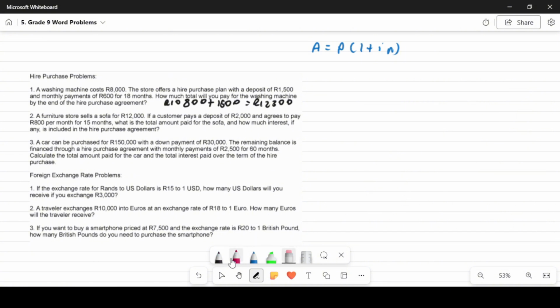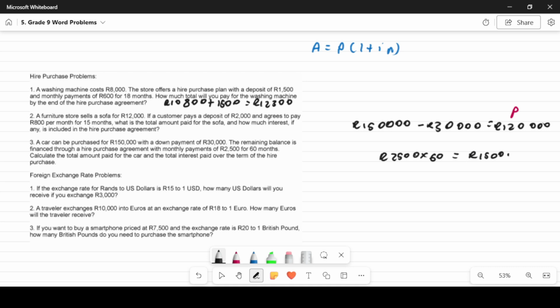A car can be purchased for 150,000 with a down payment of 30,000. So 150,000 less the down payment of 30,000, you took a loan for 120,000. Right, so this is the P value. The remaining balance is financed for hire purchase with monthly installments of 2,500 for 60 months. So it'll be 2,500 multiplied by 60 gives you what?